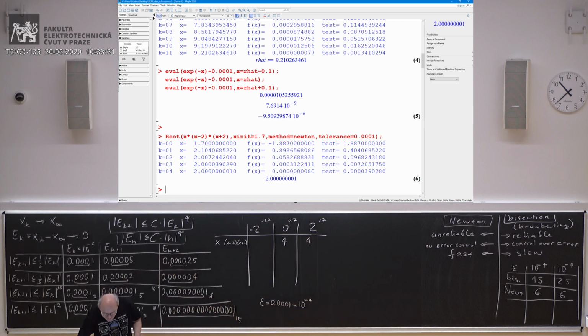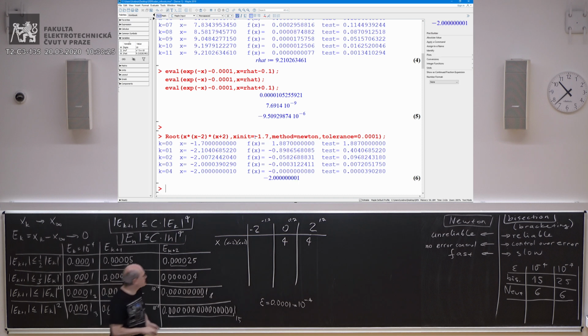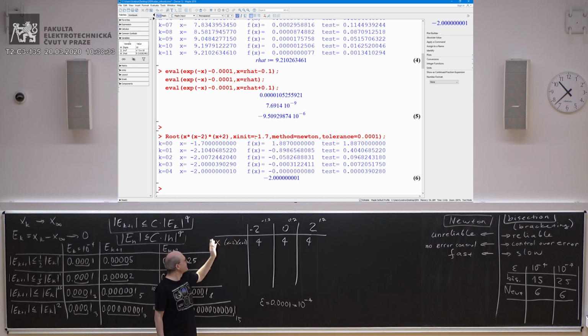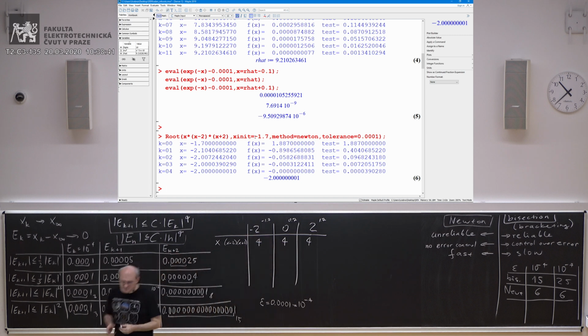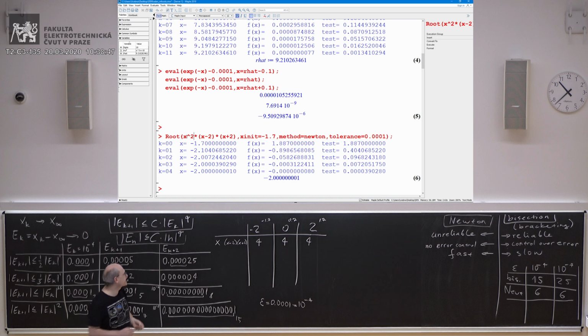And finally, we try negative 1.7. And we get to the root negative 2 in 4 iterations again. Now, this is not really surprising, because this formula is actually symmetric about the origin. So all the situations should be symmetric, and the calculations for 2 and negative 2, they should be identical up to a sign. We will see. Now, what I'm going to do, I'm going to raise the power at x to x squared.